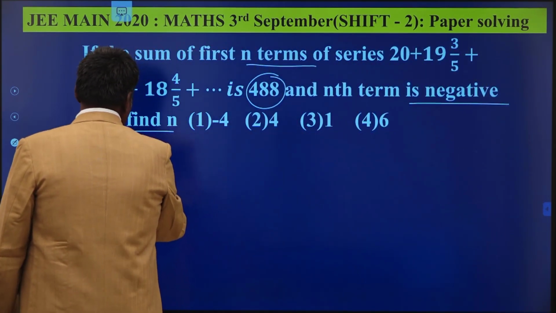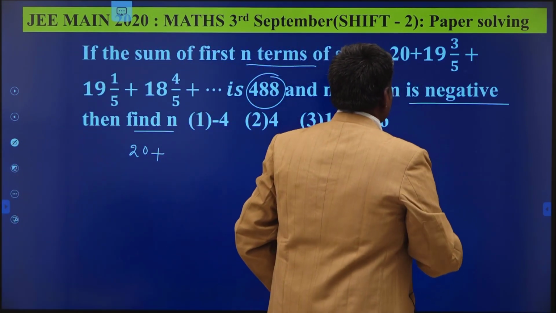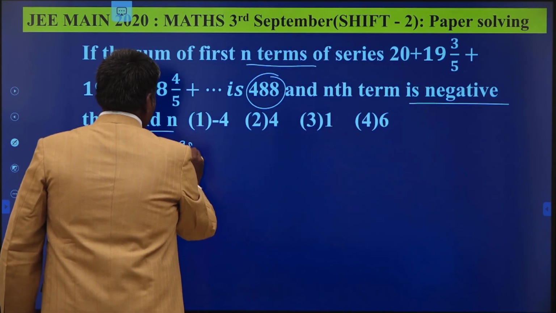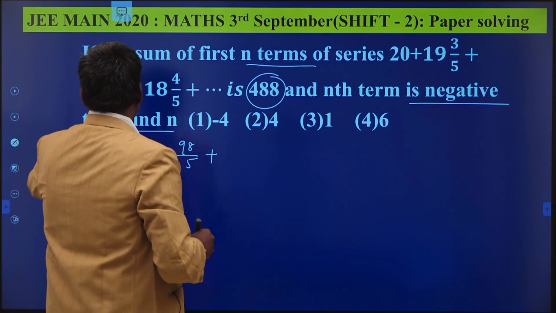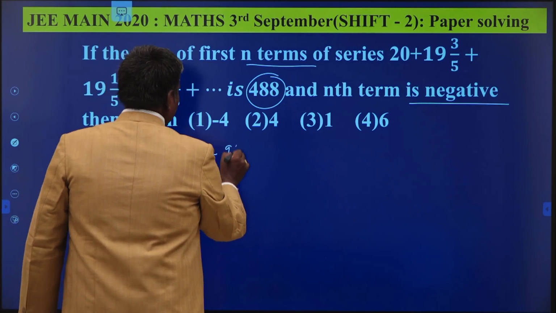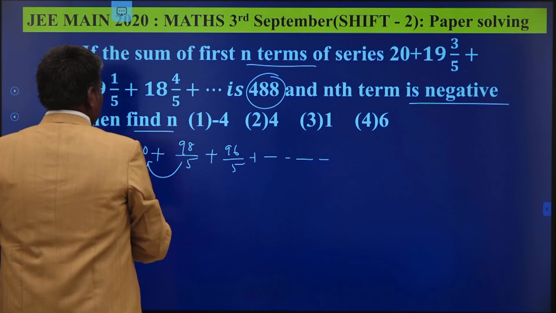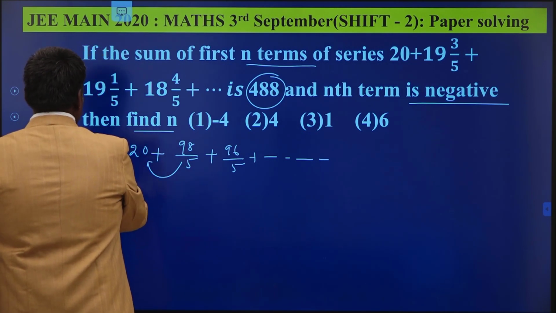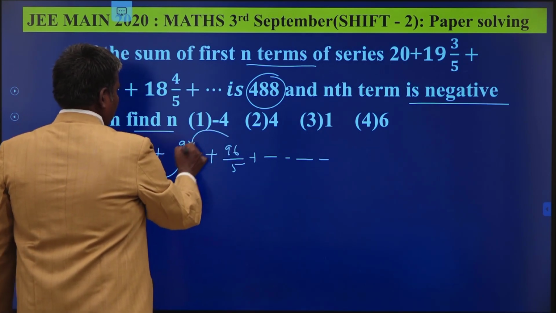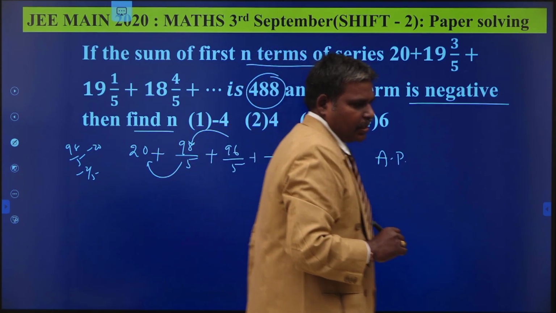See here, what is the series? 20 plus 19 3/5 plus 19 1/5, that is 98 by 5, plus 19 2/5, that is 96 by 5, and so on. What is the difference from here to here? 98 by 5 minus 20 is minus 2 by 5. This is also minus 2 by 5. So this represents an arithmetic progression. Am I correct or not?